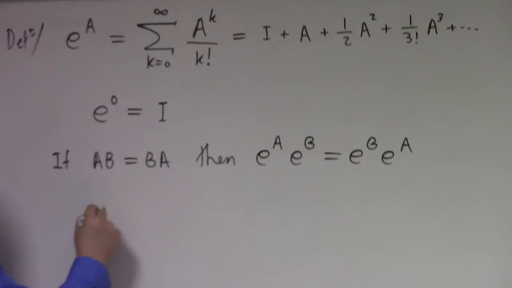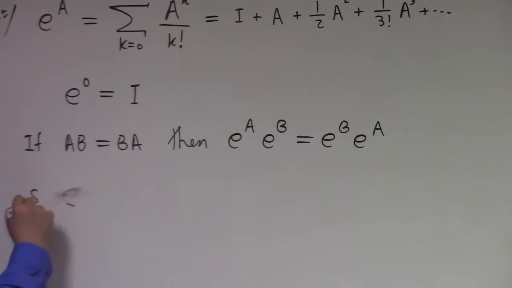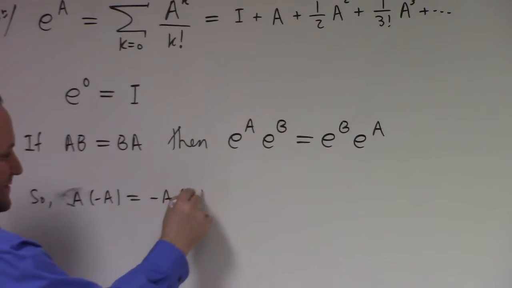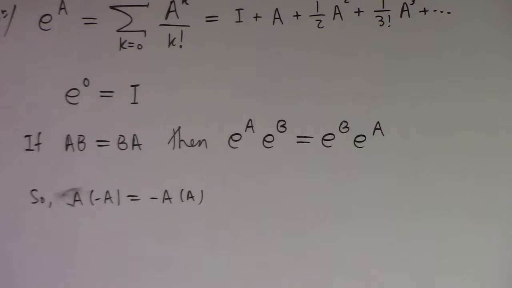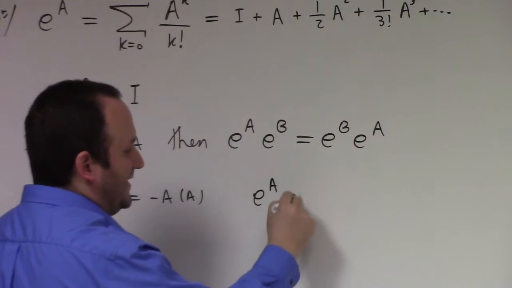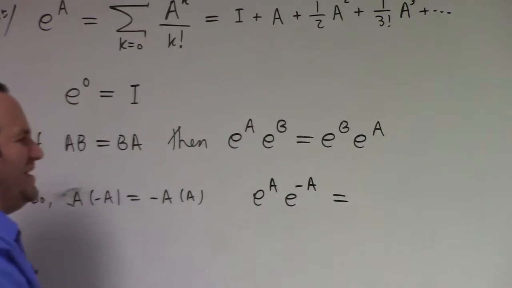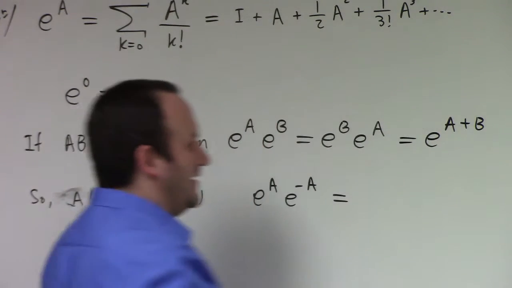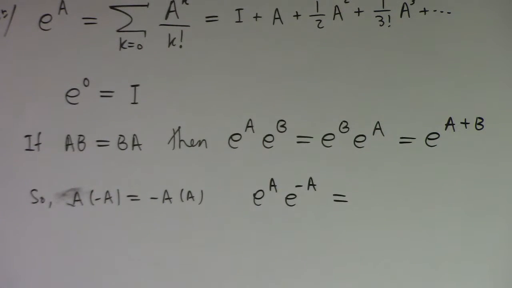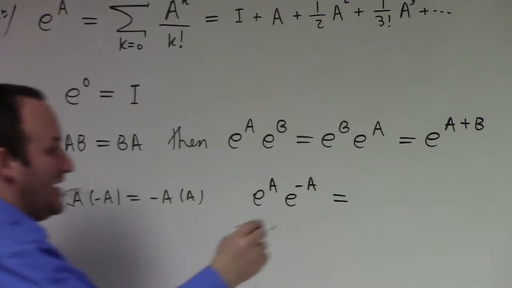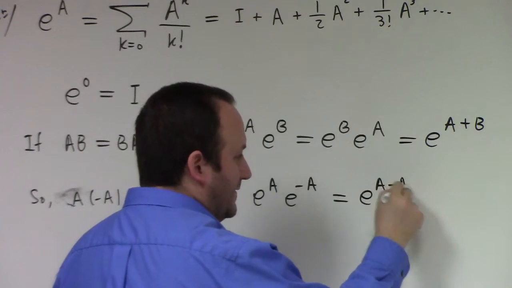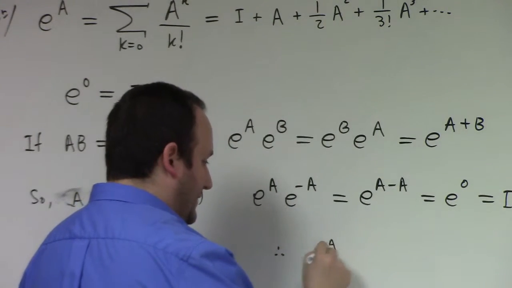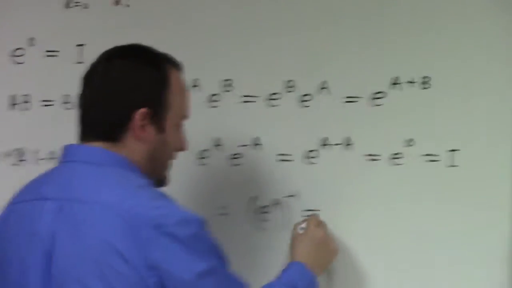What does this tell us? Notice that A and minus A commute, right? So what happens if you look at e to the A times e to the minus A? Oh, I'm an idiot. More than this, this is equal to e to the A plus B. Sorry, I buried the lead again. Yes, this is e to the A minus A, otherwise known as e to 0, otherwise known as I, right? So therefore, e to the A inverse, as a matrix inverse, is equal to e to the minus A.